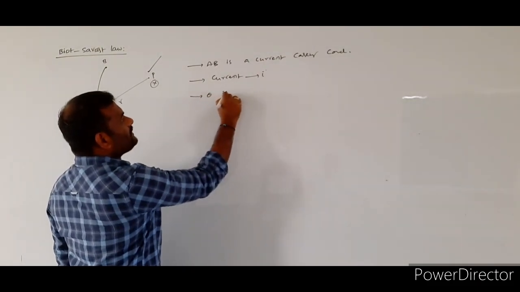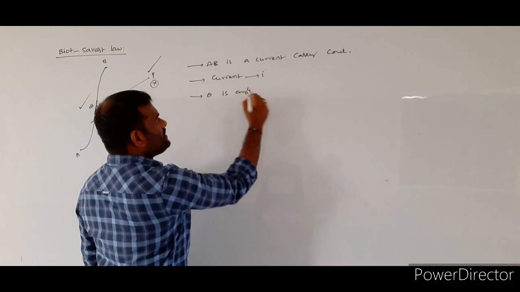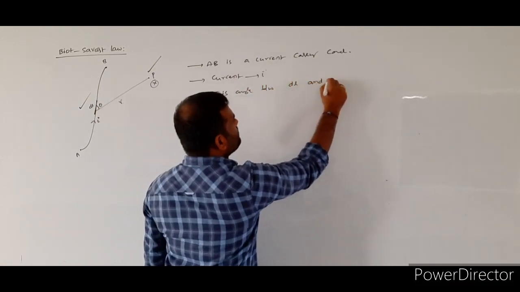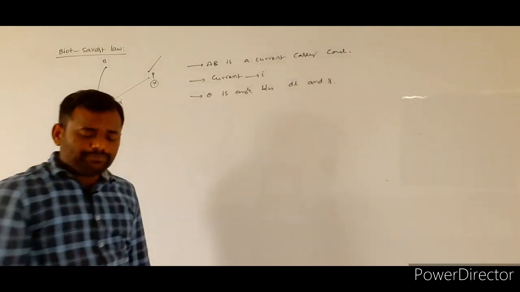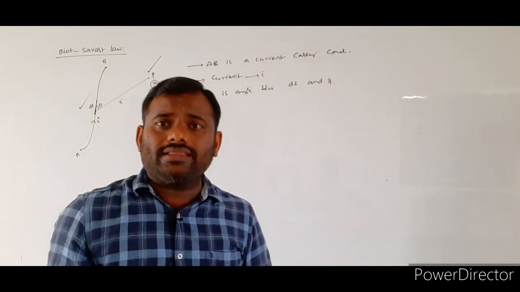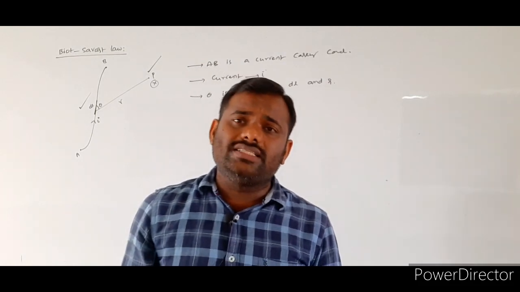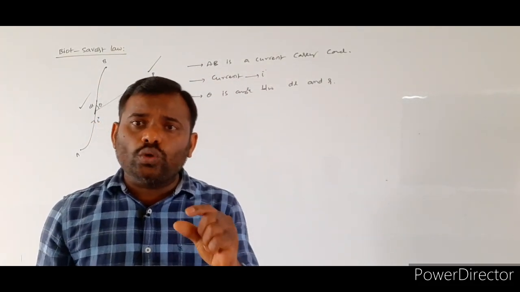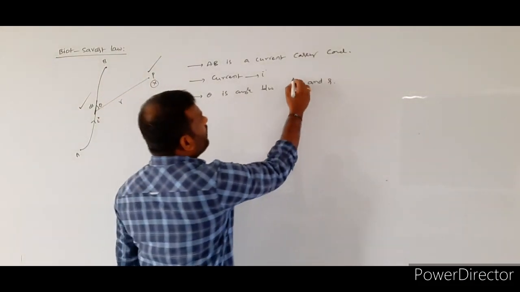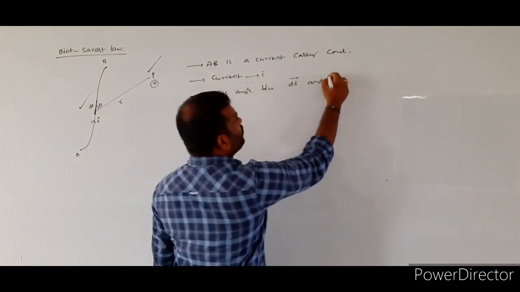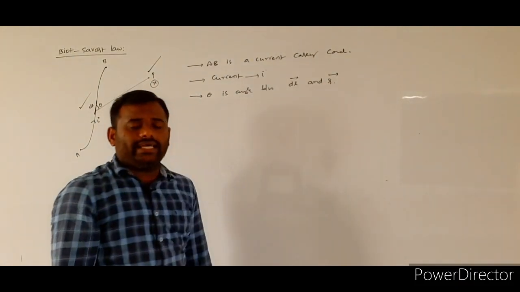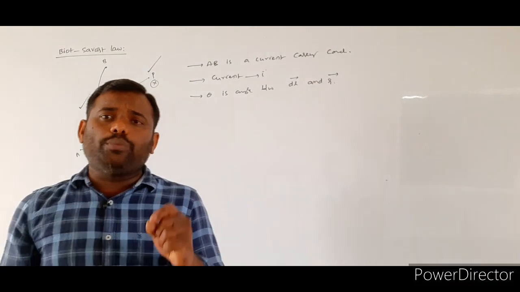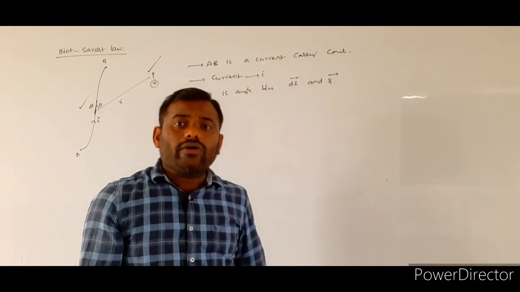What is theta? Theta is the angle between dl and small r. For the small length dl, we assume it as a displacement. So theta is the angle between the two vectors: the small element dl bar and the position vector r bar.